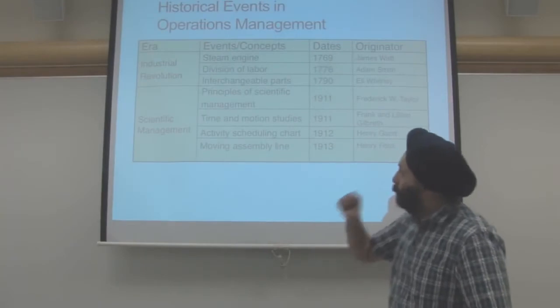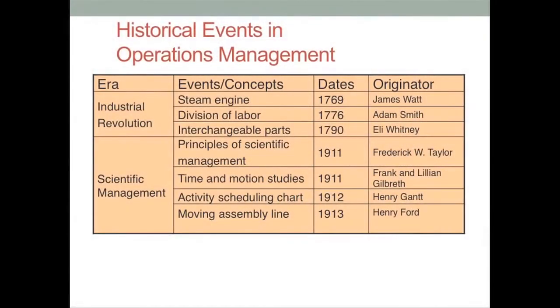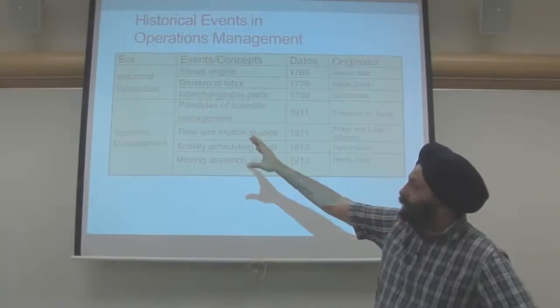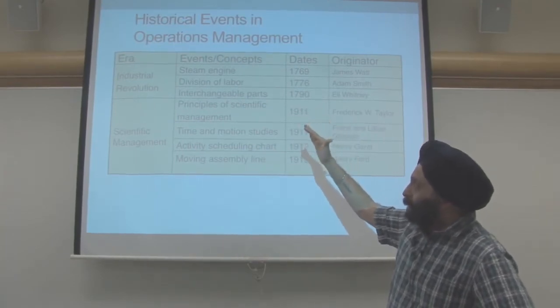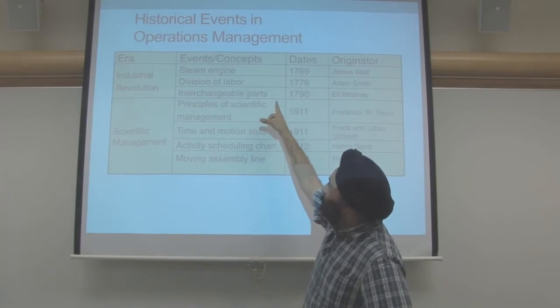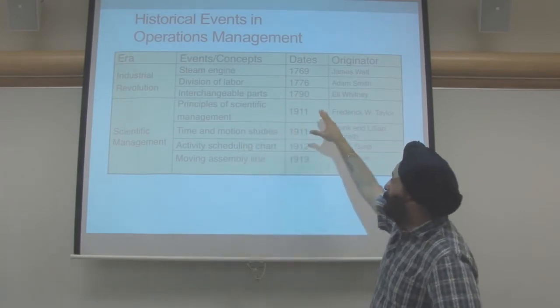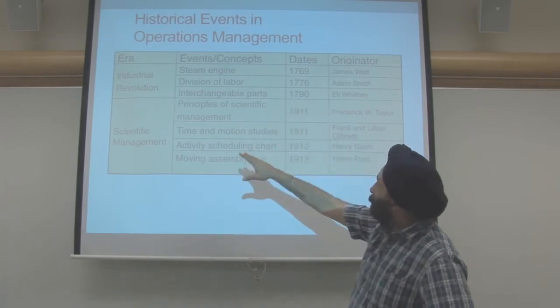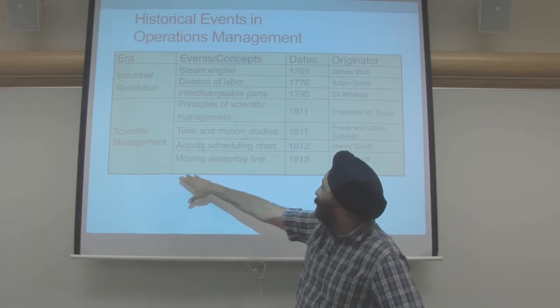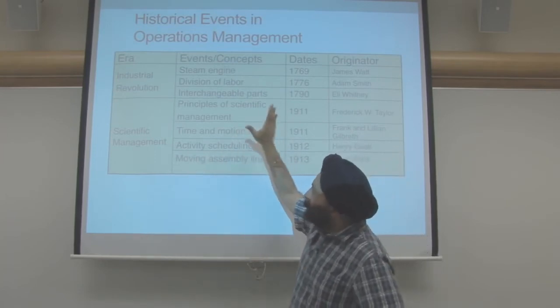One of the things we'll look into is various aspects and events that happened in various industrial eras. I'll start with the Industrial Revolution. You can see some of the things that are important. In this case, it is the division of labor that came in, as well as the interchangeable part, which happened in 1776 and 1790.